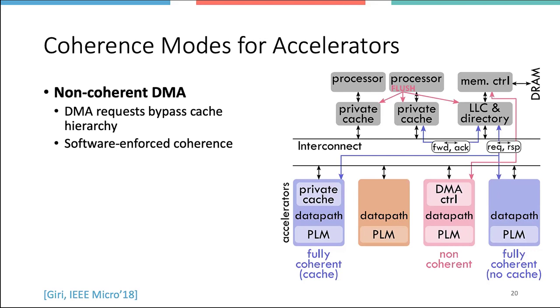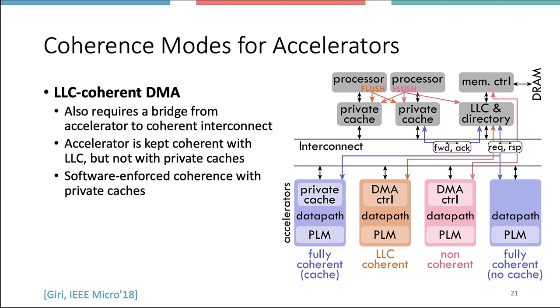Finally, in the middle of this spectrum is the LLC coherent DMA mode. This mode also generally requires a bridge from the accelerator to the coherent interconnect. But in this case, the accelerator is kept coherent with the LLC and not with the private caches. Again, you will need some sort of software enforced coherence to maintain coherence with the private caches. And since ESP keeps the accelerator data in a cacheable region, the private caches need to be flushed at runtime.